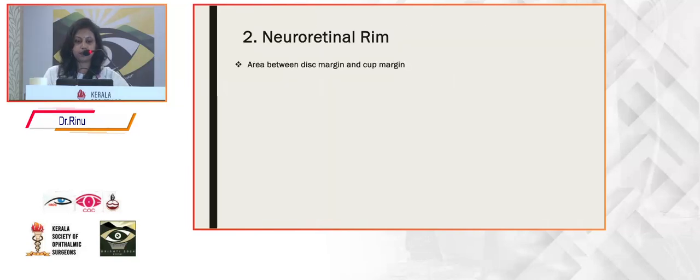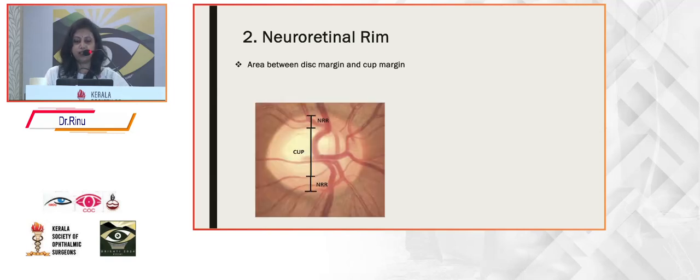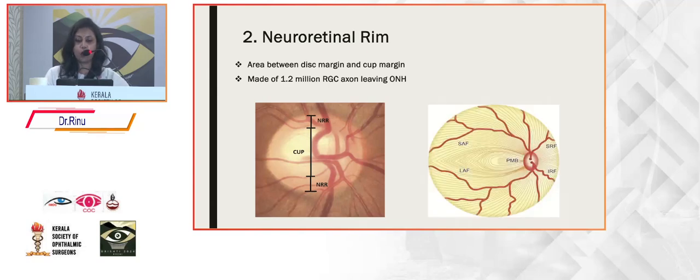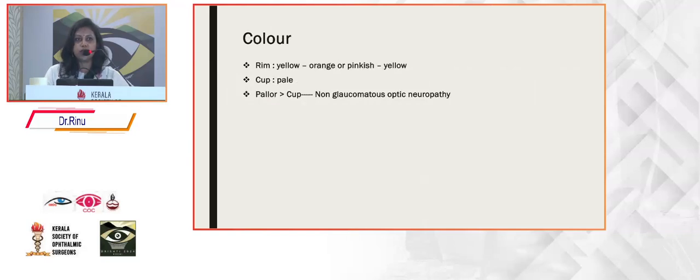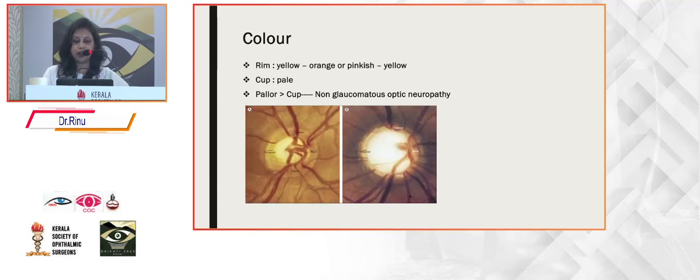the cup. The second one is the neuroretinal rim, and this is basically the area between the disc margin and the cup margin, and it is formed of 1.2 million retinal ganglion cell axons which leave the optic nerve head. So the rim, which is made up of axons, is orangish or yellowish in color, whereas the cup, which is a void area, reflects the lamina cribrosa underneath and is pale in color.